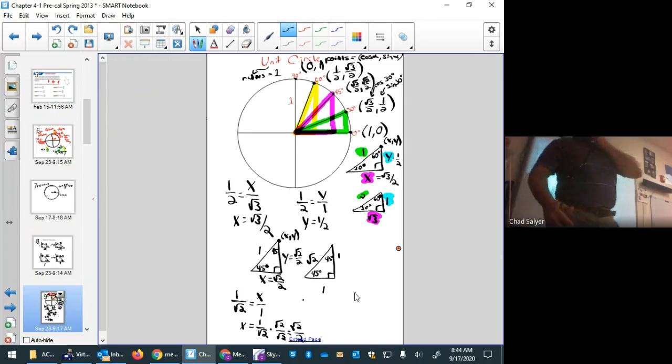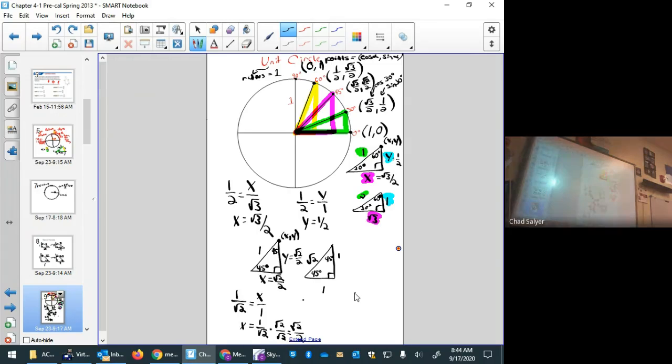Okay, any questions about the construction of the unit circle? From this point forward, I hold you responsible for having the first quadrant memorized. And as we go forward in this chapter, I will hold you accountable for the rest of the unit circle.